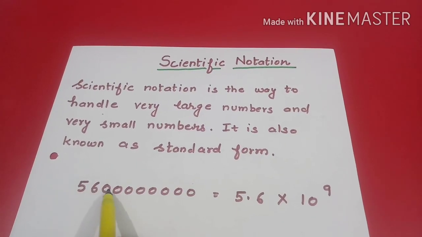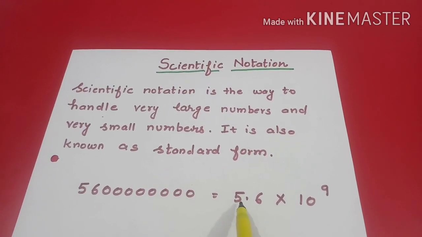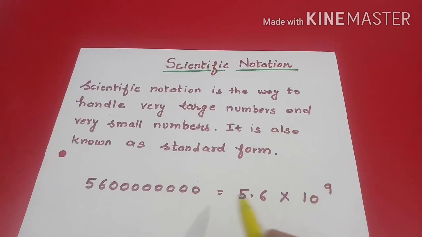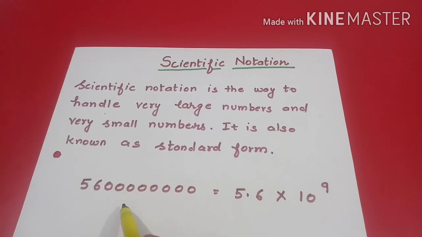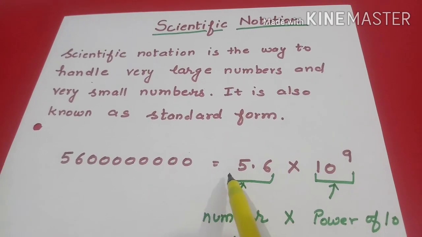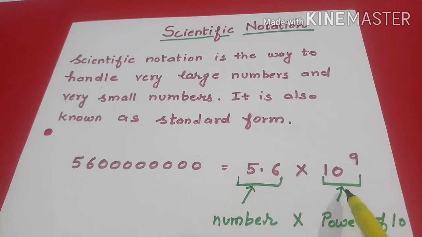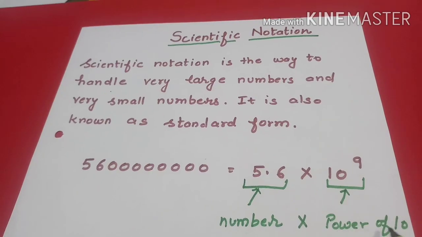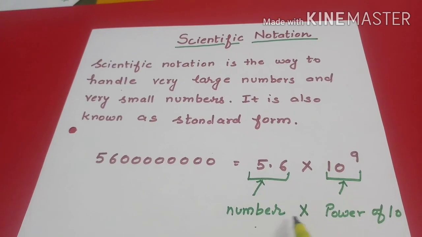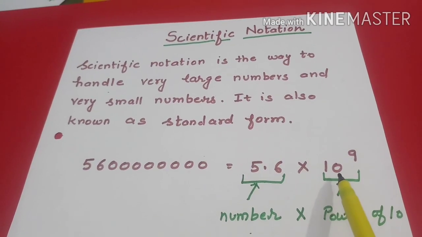This number, 5600000000, its scientific notation is 5.6 multiplied by 10 to the power 9. So it is the scientific notation of this number. Scientific notation consists of two parts. This first part is known as the number part, and this second part is known as the power of 10 part. Scientific notation is written as the product of the number and the power of 10.